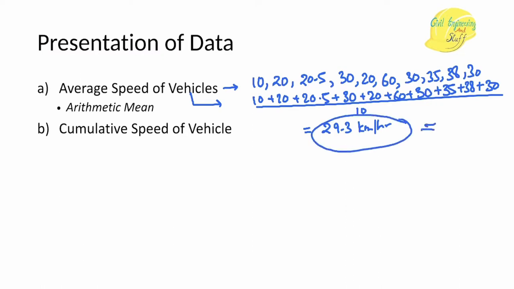Let's round it off to, say, 30 kilometers per hour. 29.3 or 30 kilometers doesn't make much of a difference. So let's say the average speed maintained by the vehicles is 30 kilometers per hour. So this is your average speed method. After that we have the cumulative speed of the vehicle method to represent the spot speed data.